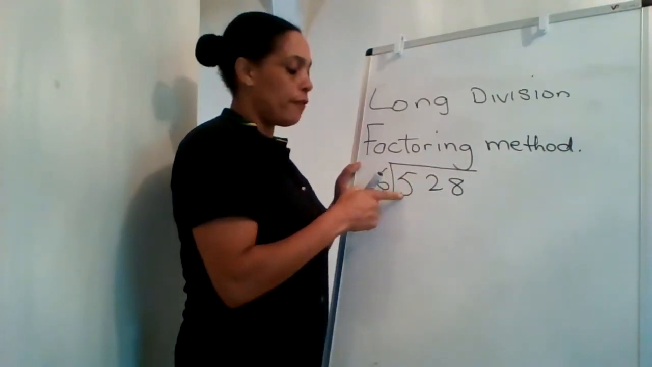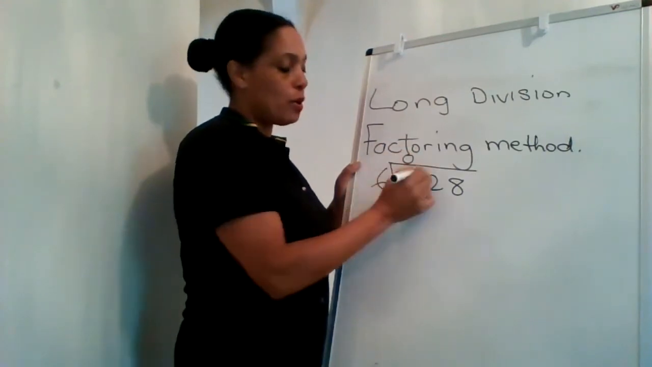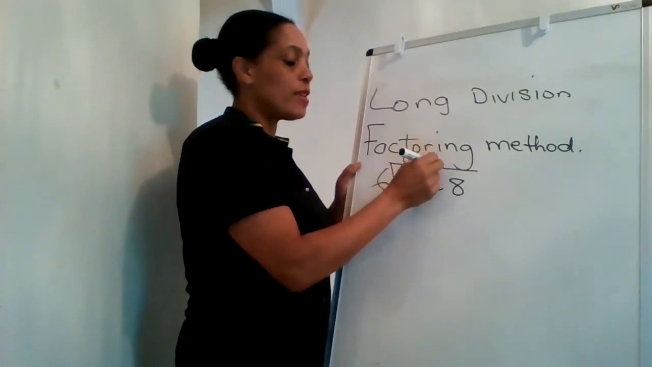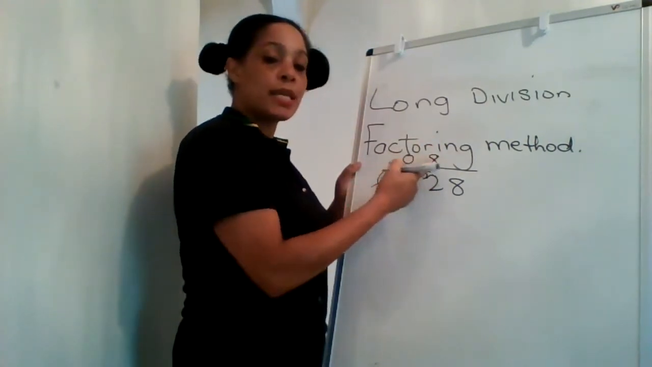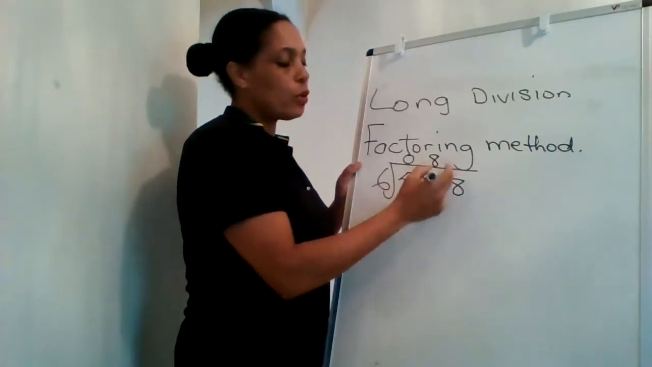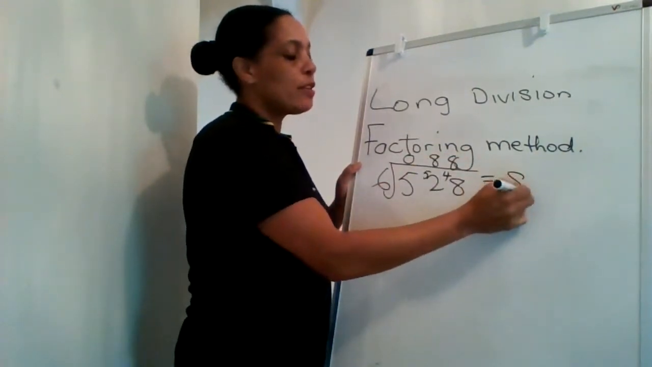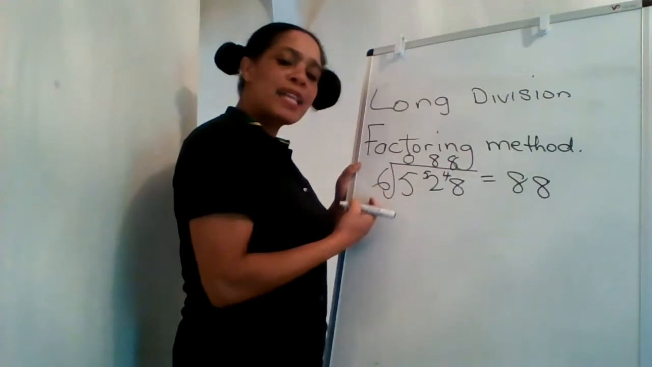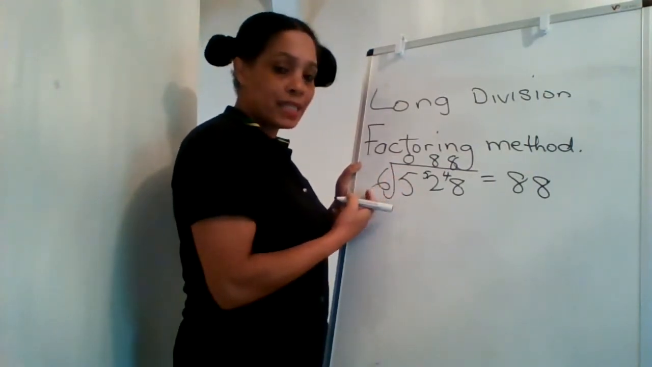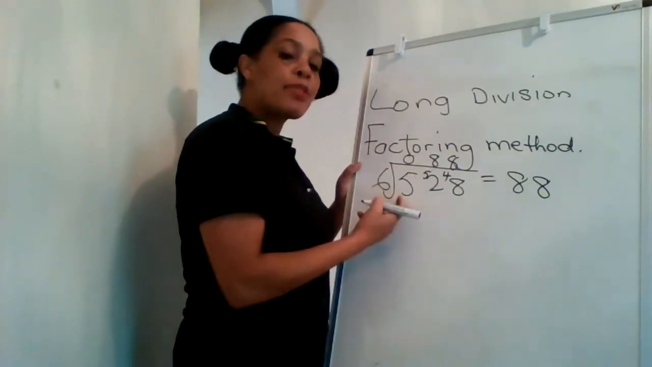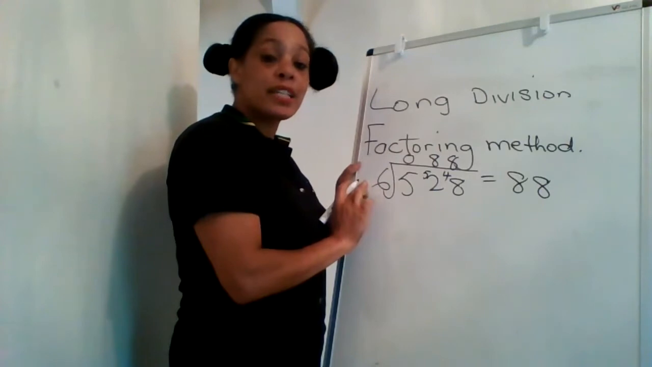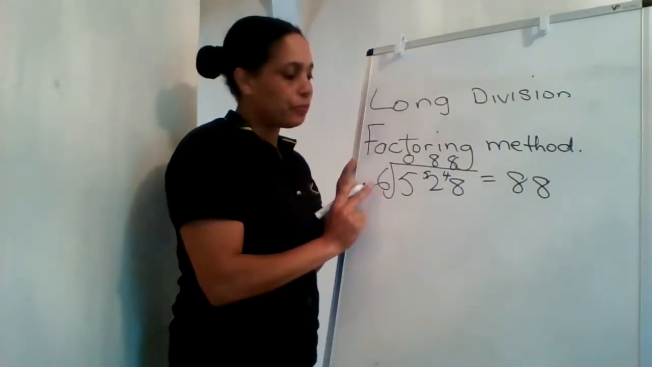6 into 5, I can't, so I put my 0, put my 5 there. 6 into 52 is going to give me 8 times, because 6 times 8 is 48. I'm going to have 4 left over. 6 into 48 is 8. So it's going to give me 88. So that's just a reminder of how to do division with single digits. This is the method we're going to be taking when it's dividing by double digits.